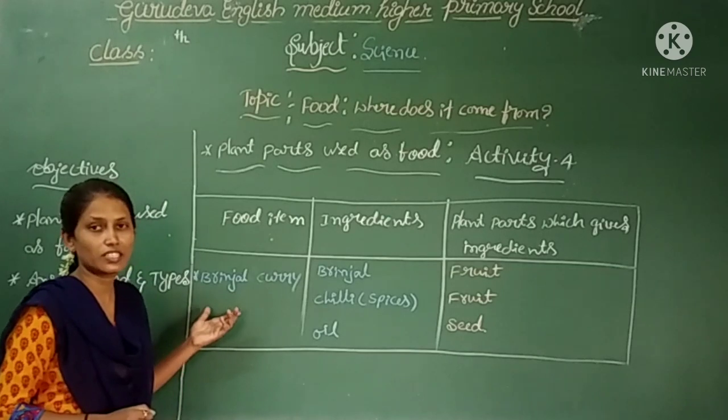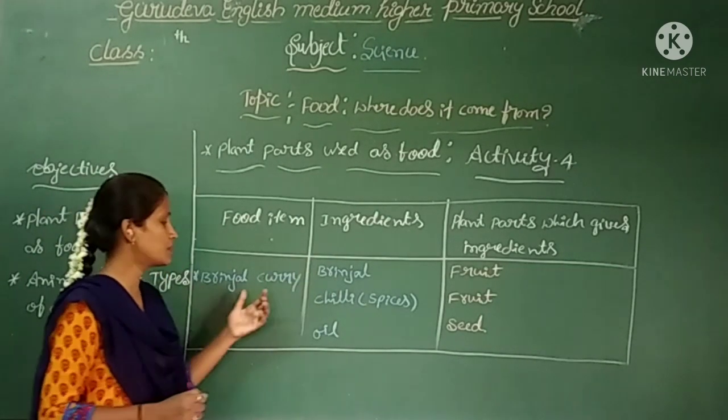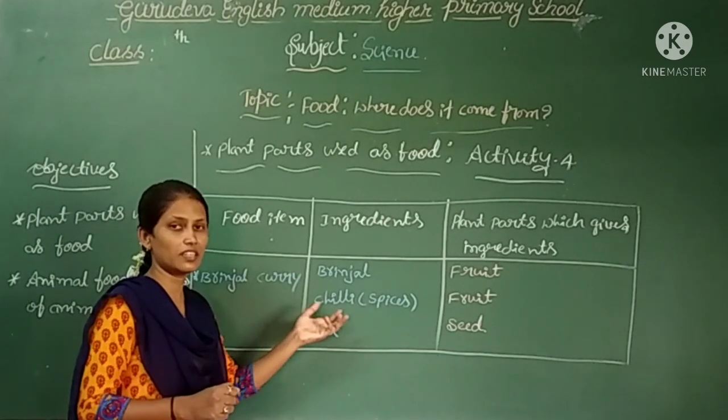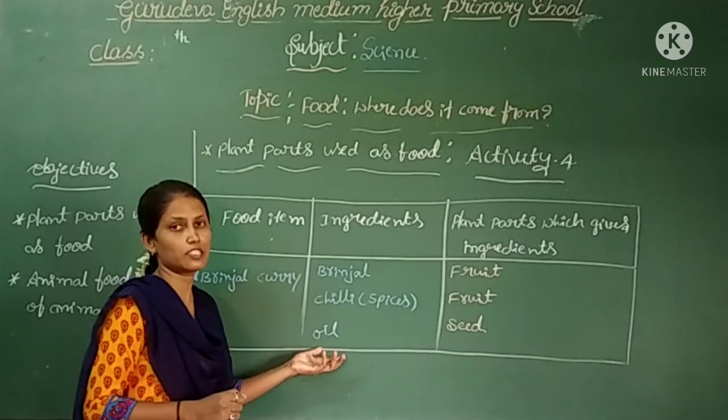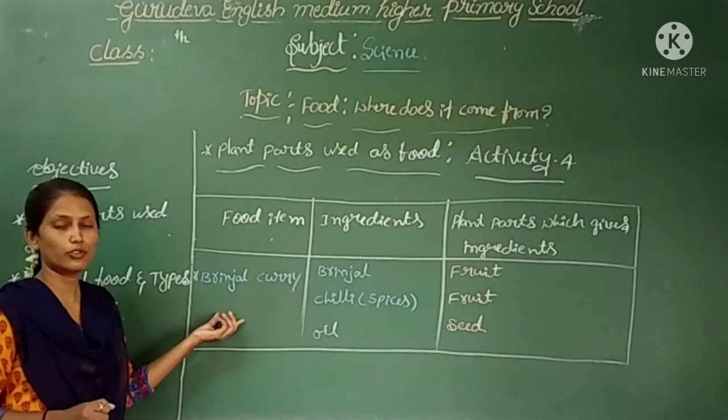What does the brinjal curry have? It has ingredients. Here the ingredients present in the brinjal curry are brinjal, chili, which is nothing but the spices present in that curry, and oil. These are the ingredients present in the brinjal curry food item.